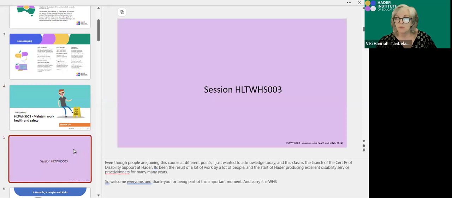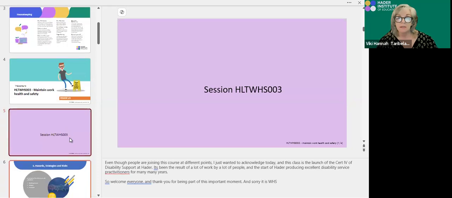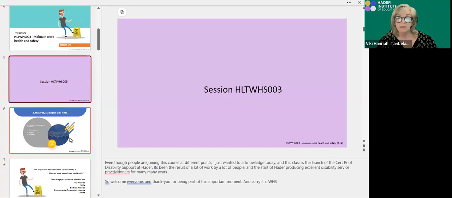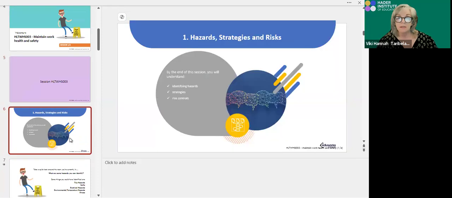So this session, HLTWHS003, starts. This particular unit covers AOD and, of course, youth work. It covers individual support, and it also covers early childhood. So this is something across all aspects of people who work in the community sector, and it's under the Fair Work Australia requirements to provide a safe workplace for our employees and the resources to be able to make that happen. Let's unpack it a little bit.